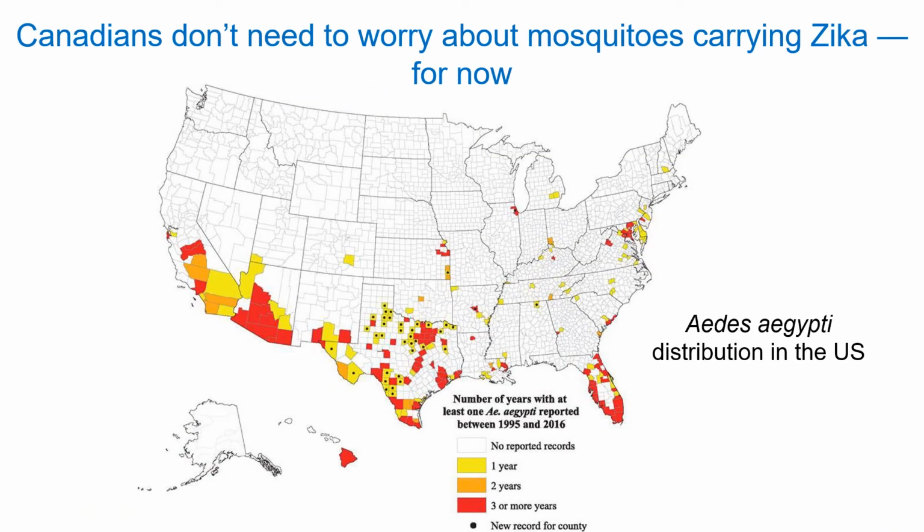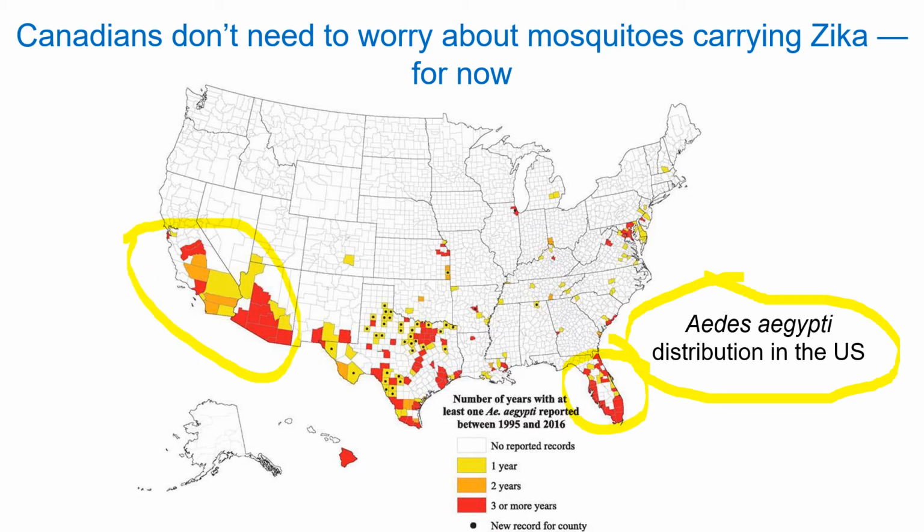So what about Zika? Well, thankfully the mosquitoes aren't in Canada yet. This is a map showing where the mosquito Aedes aegypti is found in the United States, our nearest neighbor. You can see we're looking at Florida, California, and a few of these southern states, with a few patches here and there of other places where the mosquito has been found.